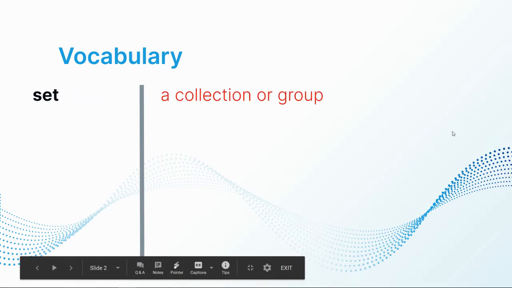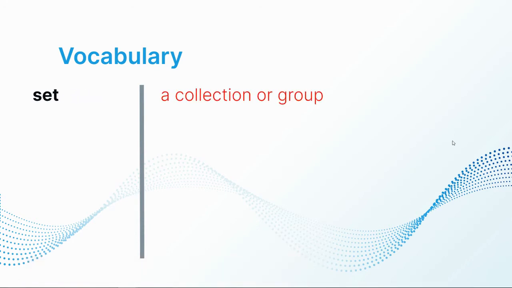Set means a collection or a group of data. So that could be a group of numbers, a group of people, basically any kind of group that you're putting together. An element is one single item within that set. So if you had a group of your friends, 5 friends, one of those people would be an element in that set.